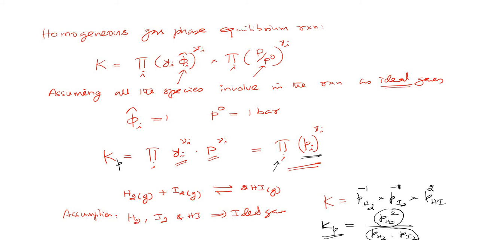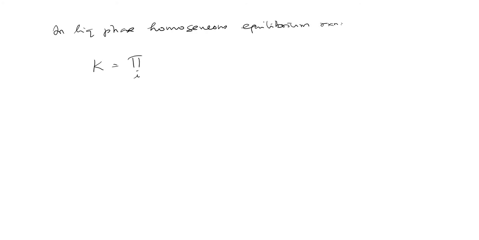Now suppose the equilibrium reaction occurs in the liquid phase, a homogeneous equilibrium reaction in the liquid phase. Then how do we write the equilibrium constant? We know very well that if it is in the liquid phase, then K is equal to the product over i of the activity of the ith species whole power nu i. This is a general expression.